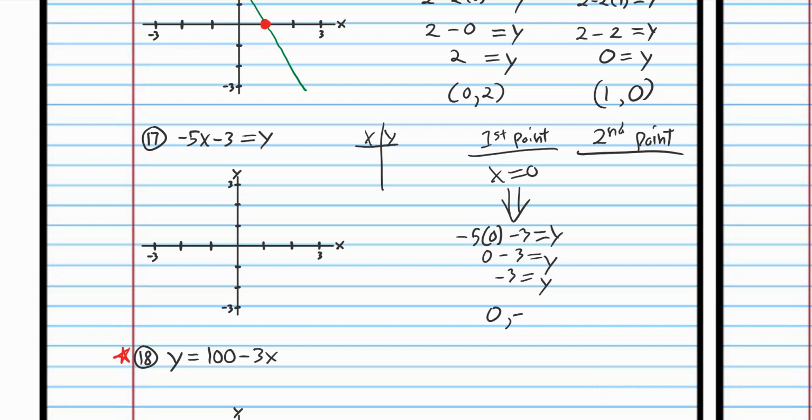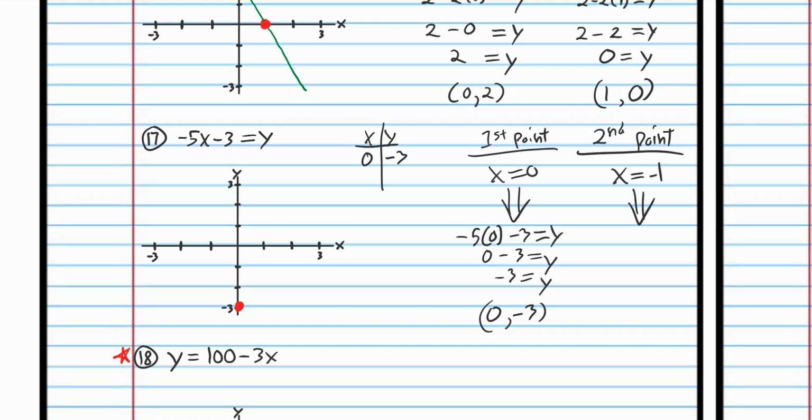So we have 0, -3 is that point. So that'll be down here. Now I'm going to have to plug in a negative number, else we're going to go off our scale. So I'm going to try x equals -1. If you try to plug in +1, you may have noticed it's going off the scale.